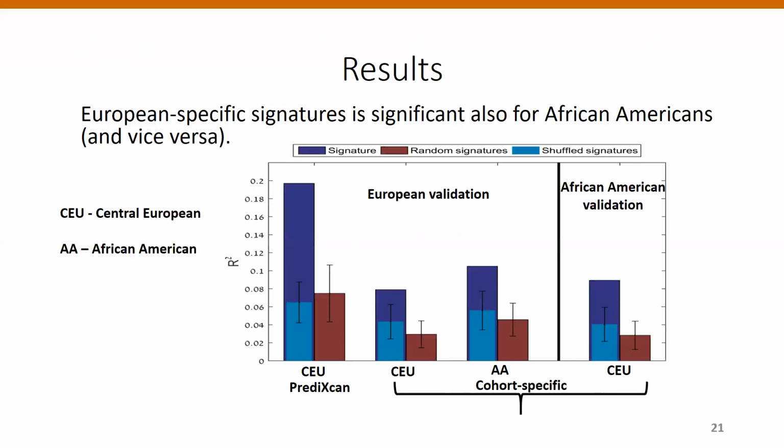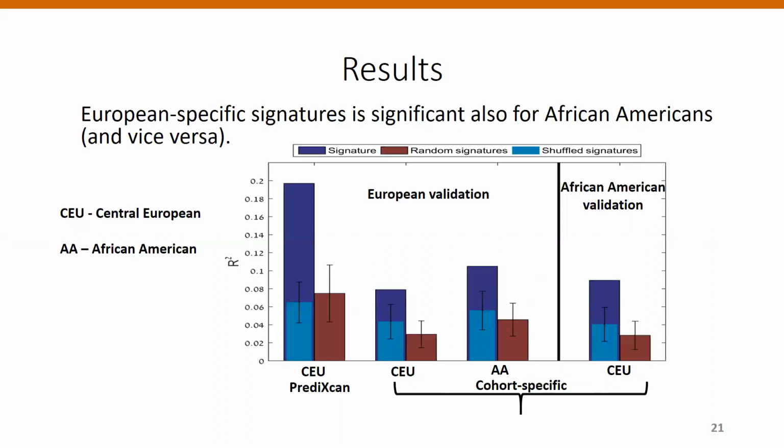And also the African American trained signature managed to be significant, even more than the European trained, on the European validation. It achieved 0.1 R squared, and vice versa. The European trained signature managed to get significant performance over the African American validation set. That is the rightmost section of the figure.